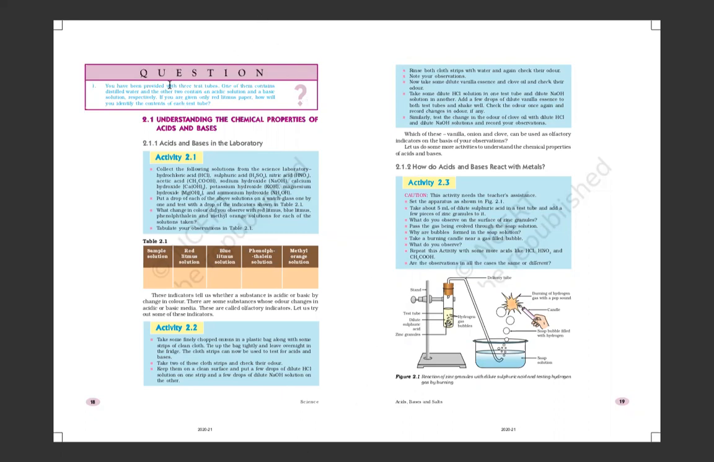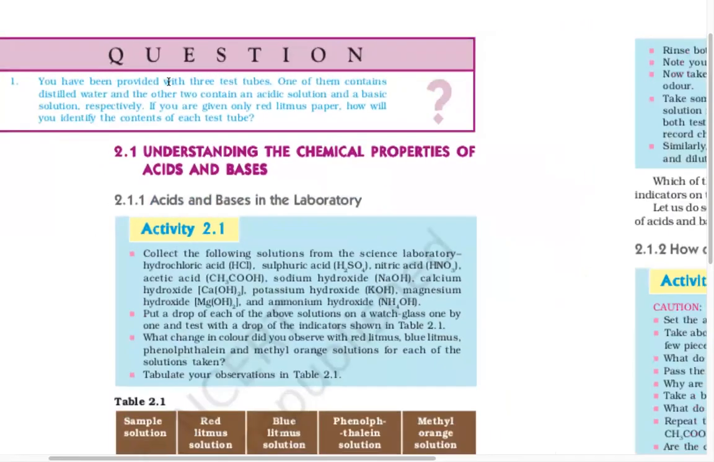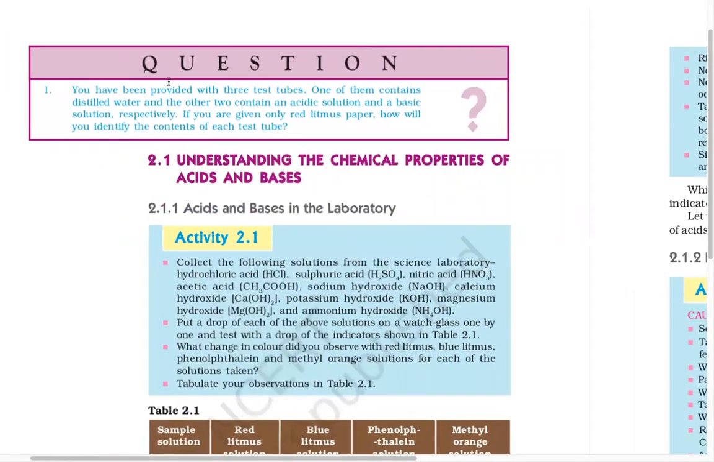Today what we are going to see are the in-text questions, and how to work them out. Here you have been provided with three test tubes. One of them contains distilled water, and the other two contain an acidic solution and a basic solution respectively.